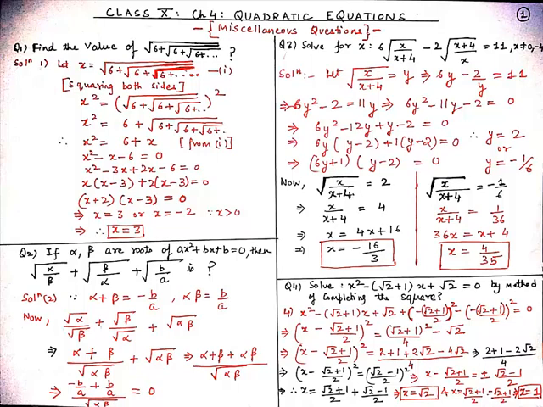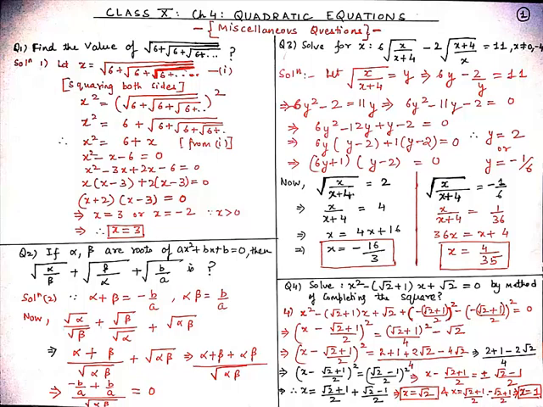We get x² - (√2 + 1)x + √2 + ((√2 + 1)/2)² - ((√2 + 1)/2)² = 0. So from here, we know that x² - (√2 + 1)x + ((√2 + 1)/2)² can be written as (x - (√2 + 1)/2)², which is a binomial expression. And this is equal to (√2 + 1)²/4. And when we shift √2 to RHS, we get minus of √2.